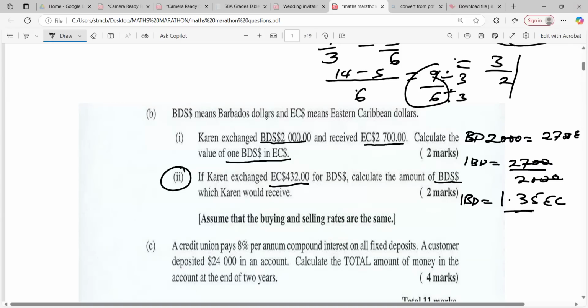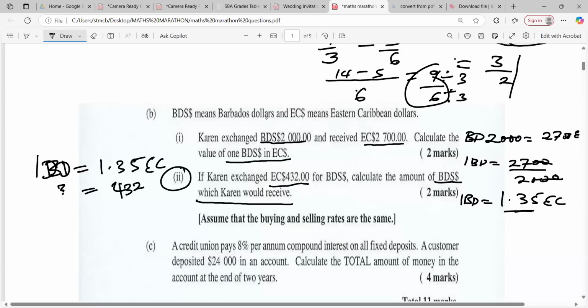Calculate the amount of Barbados dollars which they would receive. So we could set it out based on the information that we got, right? We now know that one Barbados dollar, or BD, is 1.35 Eastern Caribbean. So now we want to find the Barbados dollars, right? We don't know what that is, but we know that it's supposed to be 432.